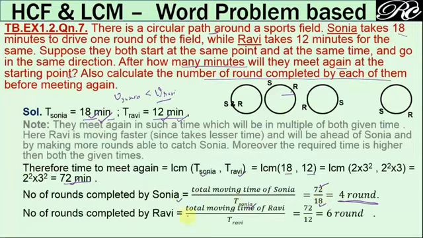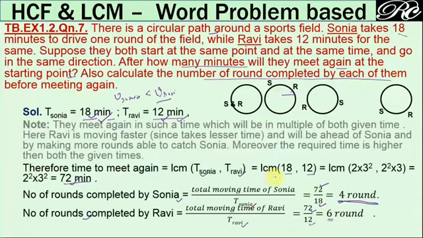So similarly, the number of rounds completed by Ravi will be the total moving time of Ravi divided by the time taken by Ravi to complete one round. Total moving time of Ravi is 72 and for each round 12, so it is 6 rounds. So here we are getting Ravi is moving faster, so he will complete the 6th round to meet Sonia again. While in the meantime, Sonia will just complete 4 rounds. So this is how to calculate when they will meet.